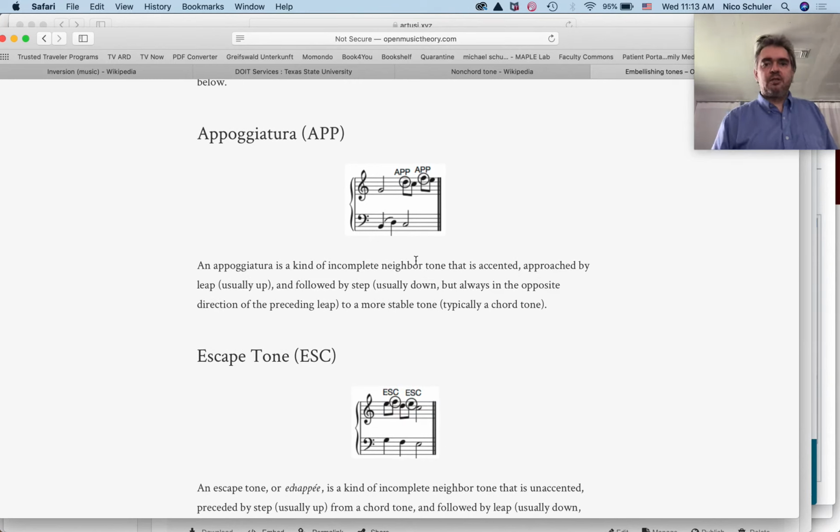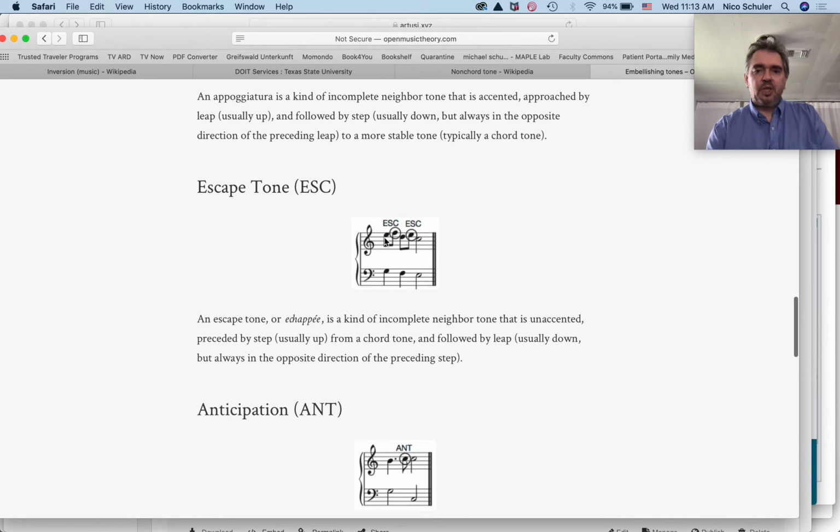Appoggiaturas are approached by leap, which is much more rare than approaching by step. So it's more common to approach non-chord tones by step. But if there is a leap away from the harmony onto a non-chord tone, we call it an appoggiatura. So here are two.